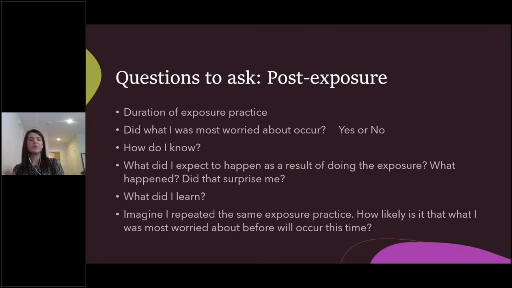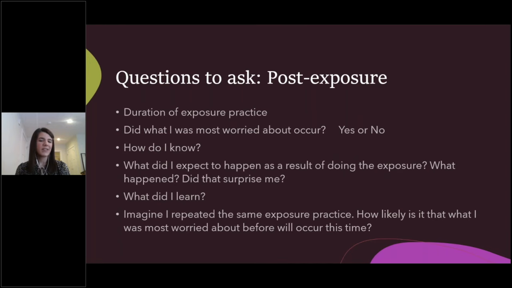Then you would have them do the exposure either in session or at home after filling out those questions. Then when they're done with the exposure, you want them to immediately fill out these post-exposure questions, or answer them if you're in session. How long was the exposure practice? How long did I do it for? Did what I was most worried about occur? Yes or no? Did my feared outcome happen? How do I know?